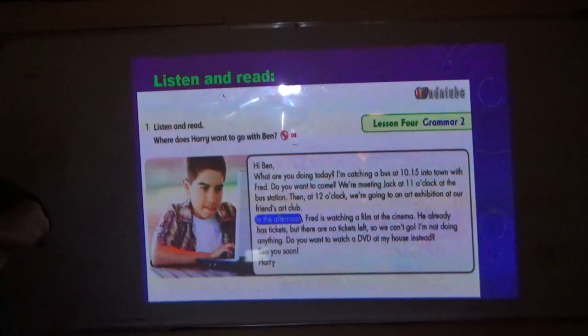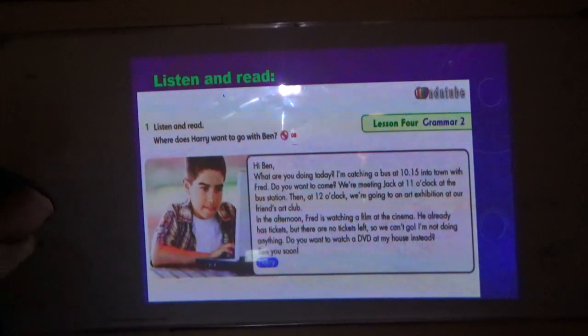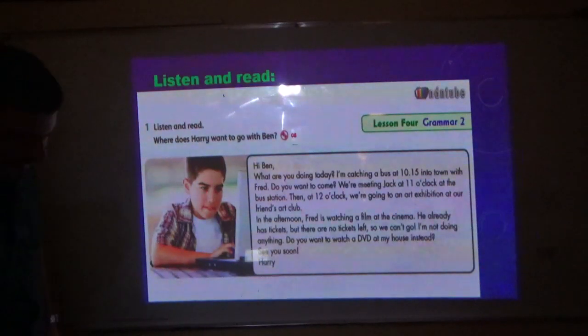In the afternoon, Fred is watching a film at the cinema. He already has tickets, but there are no tickets left, so we can't go. I'm not doing anything. Do you want to watch a DVD at my house instead? See you soon, Harry.